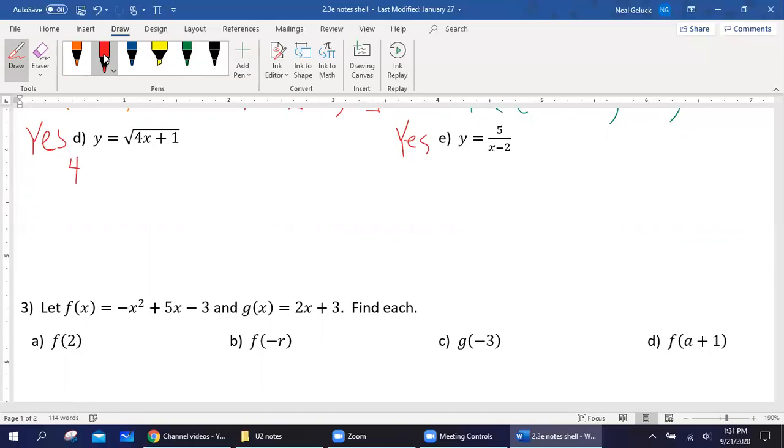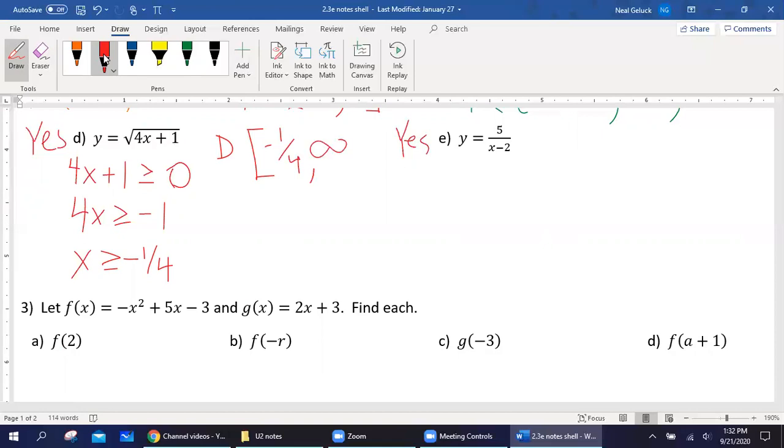I know that I want the stuff that's inside the square root to be positive or 0, greater than or equal to 0. And if I get x by itself here, I get that x is greater than or equal to negative 1/4. That is my domain. I'm just going to put it in interval notation. So my domain is everything from negative 1/4 on up.